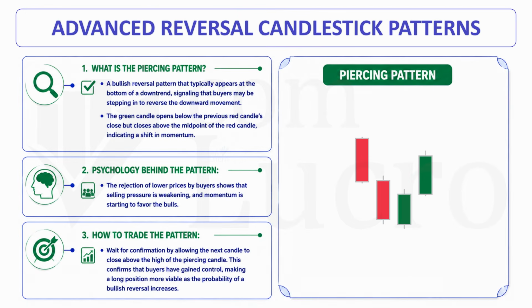Now, let's shift our focus to a bullish reversal pattern known as the piercing pattern. This pattern typically appears at the bottom of a downtrend and serves as a signal that buyers may be stepping in to reverse the downward movement. Structurally, the piercing pattern forms when a green candle opens below the previous red candle's close, but closes above the midpoint of that red candle. The psychology here reflects a rejection of lower prices by buyers, showing that the selling pressure is weakening and momentum is starting to shift in favor of the bulls.